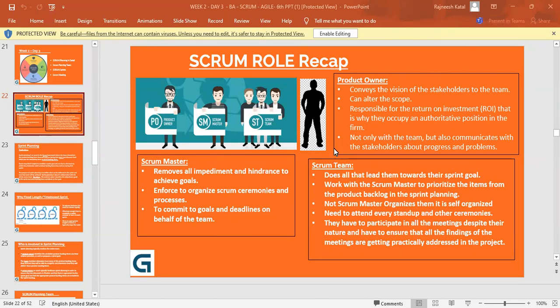So can I just request Babu to read out what is mentioned in the product owner column? Yes, sure. Product owner conveys the vision of the stakeholders to the team, can alter the scope, responsible for the return on investment. That is why they occupy an authoritative position in the firm, not only with the team, but also communicates with the stakeholders about progress and problems.